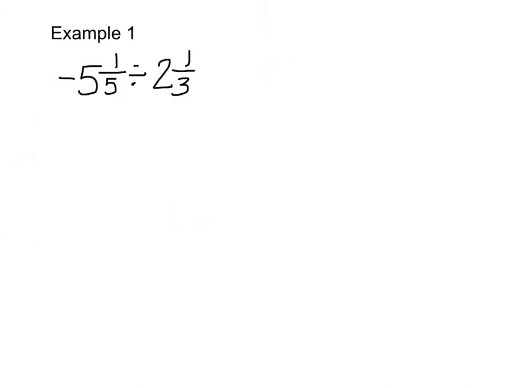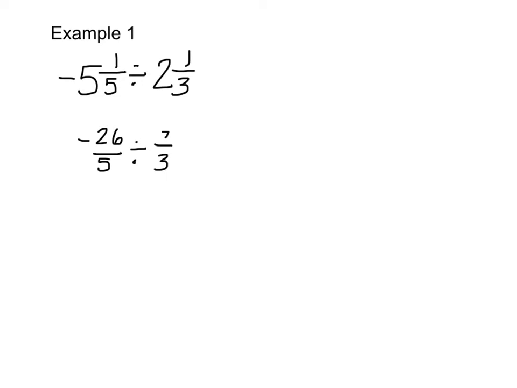Example number 1, I want you to find the quotient of those two mixed numbers. Now, as you know, or you should know, when you multiply or divide mixed numbers, you first have to change them into improper fractions. So if we change negative 5 and 1/5, we take 5 times 5, 25 plus 1. That gives us negative 26 fifths, divided by 3 times 2, 6 plus 1 is 7, so divided by 7/3.